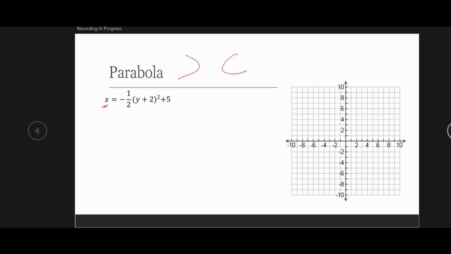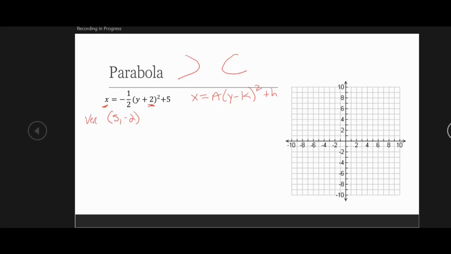Hopefully that is clear. And the center, again, because it's opening this way, that means it's x equals a, and then it's y minus k squared plus h. So the vertex, or the center for the other things, is going to be (h, k), so it's going to be (5, -2). Whatever's in the parentheses always comes out with the opposite sign. So that's why it's (5, -2).